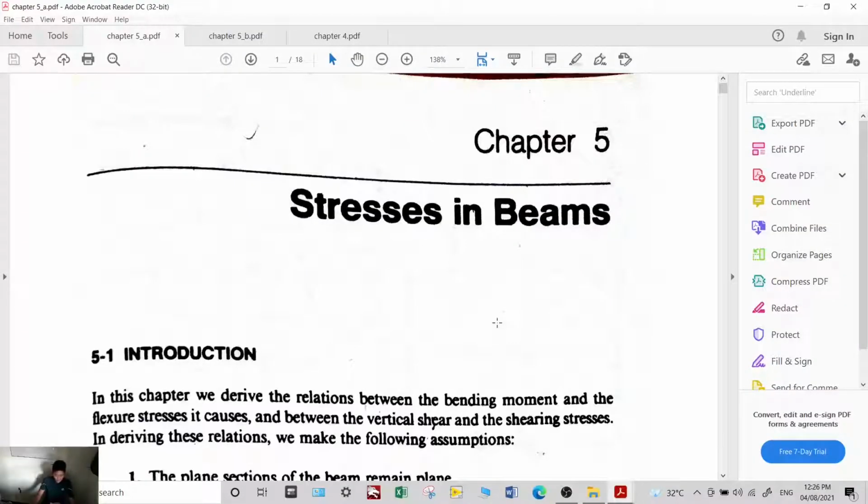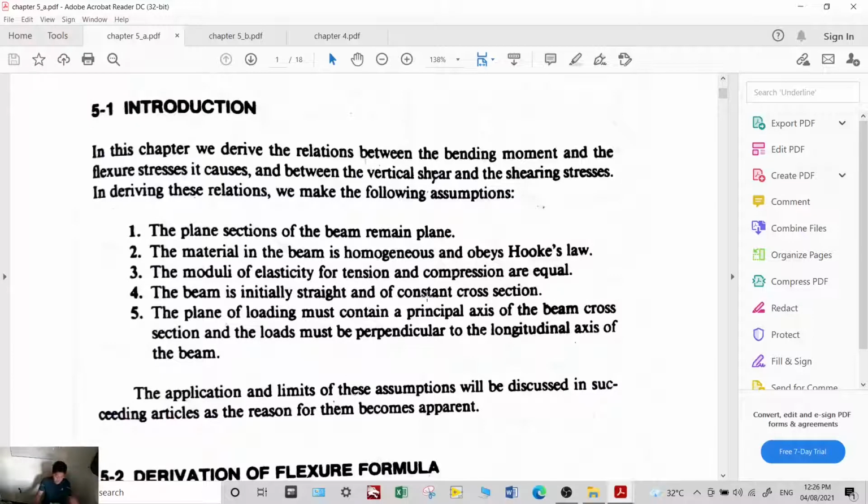Today, we are in chapter 5 and we will be going to discuss the stresses in beams. This topic is the continuation of our previous topic, which was about shear and moment diagrams in beams. We will use those concepts in order to determine the stress that is experienced by a beam.